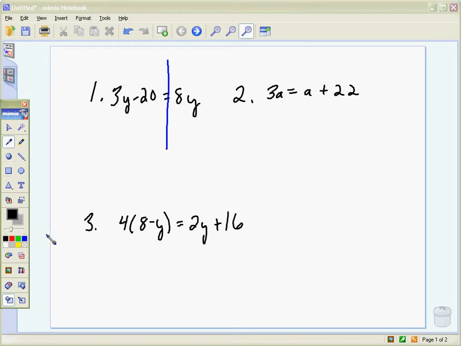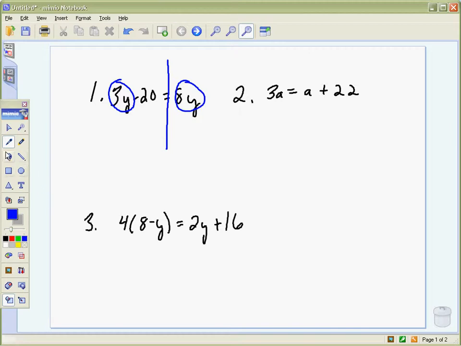I have 3y's on the left side and I have 8y's on the right side. Now what I want to do is get y all by itself and find out what y is. In order to do that, I need to decide which side of the equal sign I want to keep my variables on. And the choice is simply up to you.